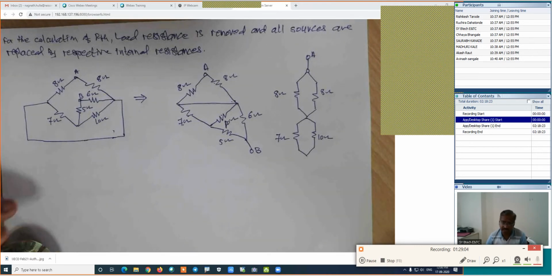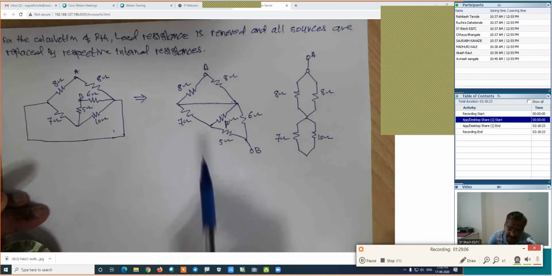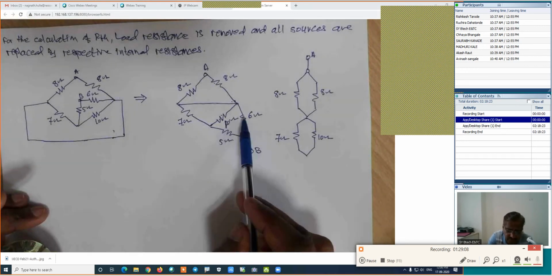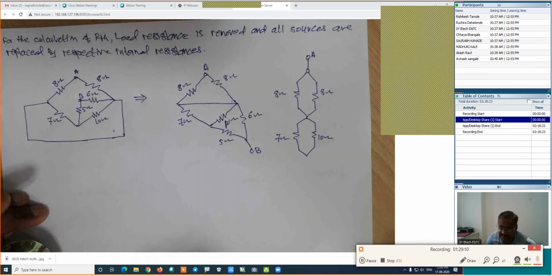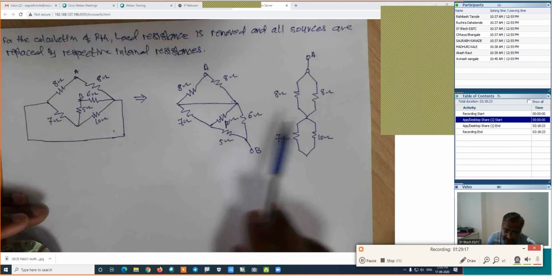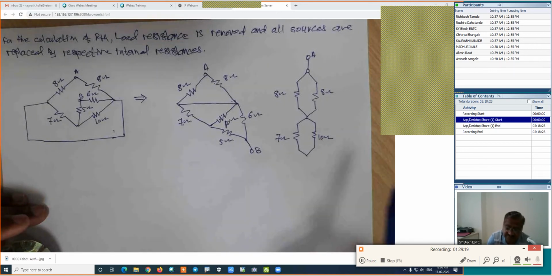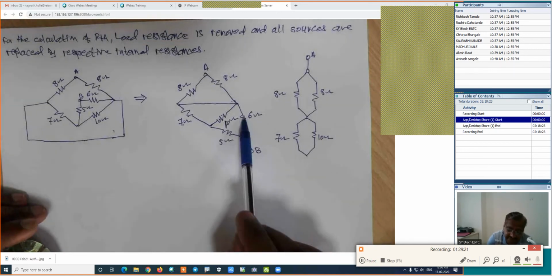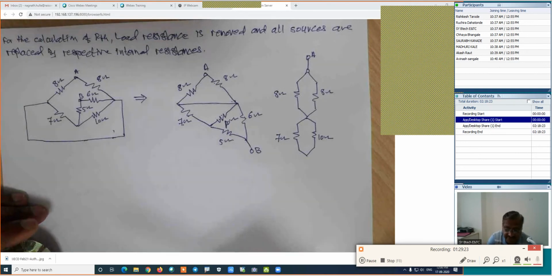If you don't understand something, then you can convert this delta directly into the star. That will simplify your case. But what I am trying to do, without the star and delta conversion, is solve this. If you feel that whatever I am discussing is too difficult, in that case you can convert this delta directly into the star. Again it will simplify your case.